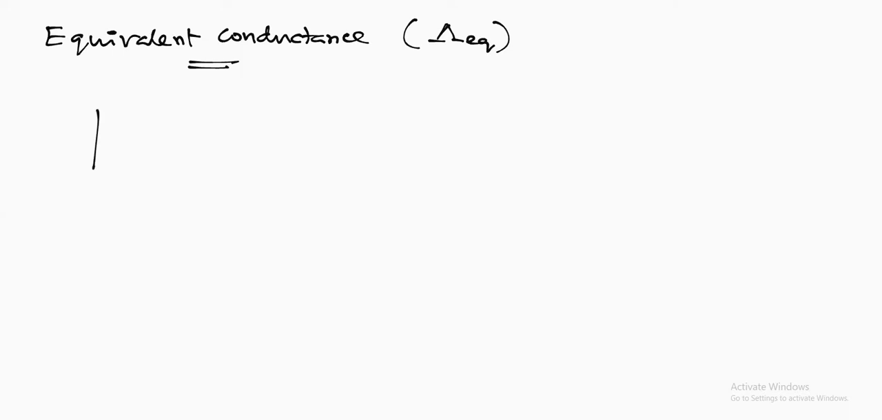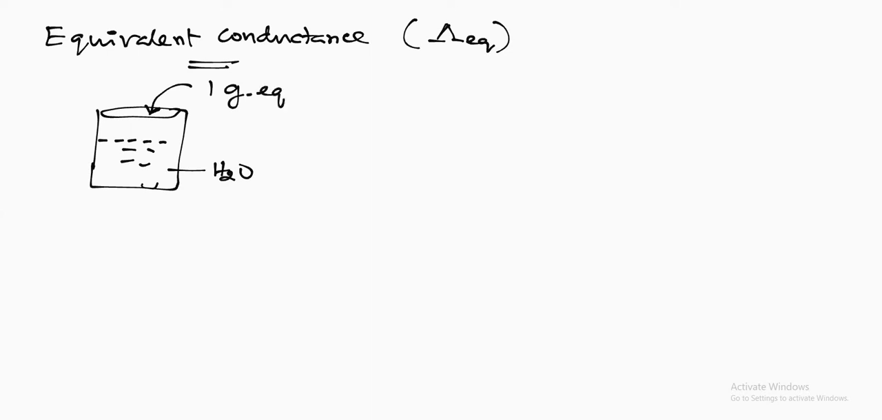Now, students, observe carefully. I will take some amount of water in a beaker. Then I'll add 1 gram equivalent of some electrolyte. Then the total conductance of this solution is nothing but equivalent conductance. Very simple.